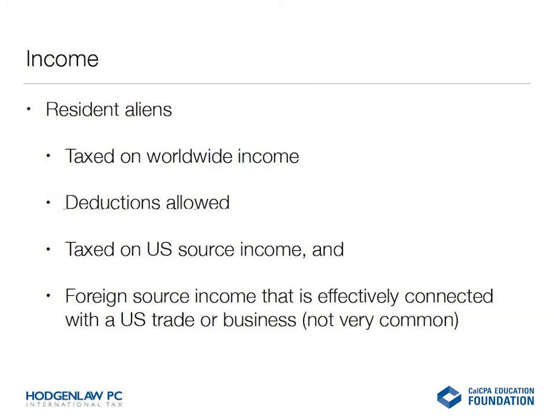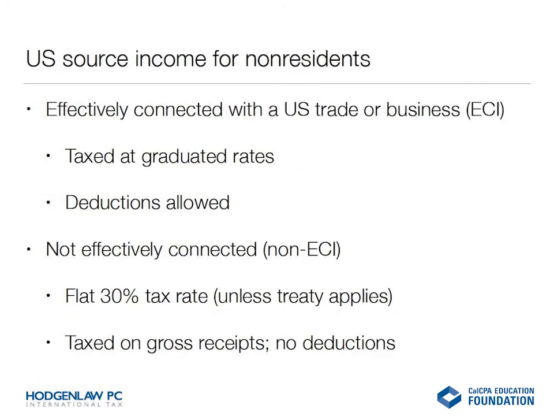Then there's also not effectively connected income, and this has a flat 30% tax rate on gross income, so there's no deductions, and that rate could potentially be reduced if a tax treaty applies, but in general, the rule is 30% tax rate. And this income is not reported on page 1 of the 1040-NR. It's reported on Schedule NEC for not effectively connected.